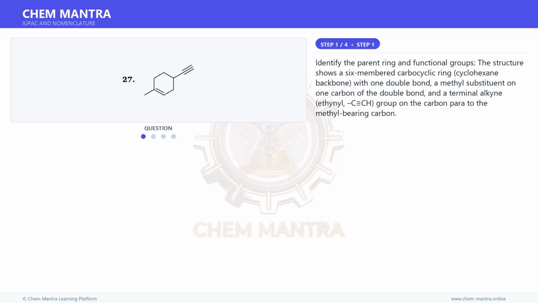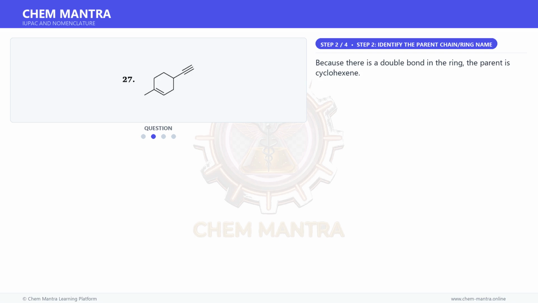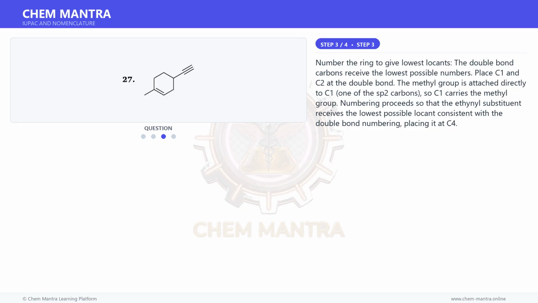The structure shows a 6-membered carbocyclic ring, cyclohexane backbone, with one double bond, a methyl substituent on one carbon of the double bond, and a terminal alkyne, ethinyl, CCH, group on the carbon para to the methyl-bearing carbon. Moving on to the next step. Because there is a double bond in the ring, the parent is cyclohexene. Moving on to the next step.